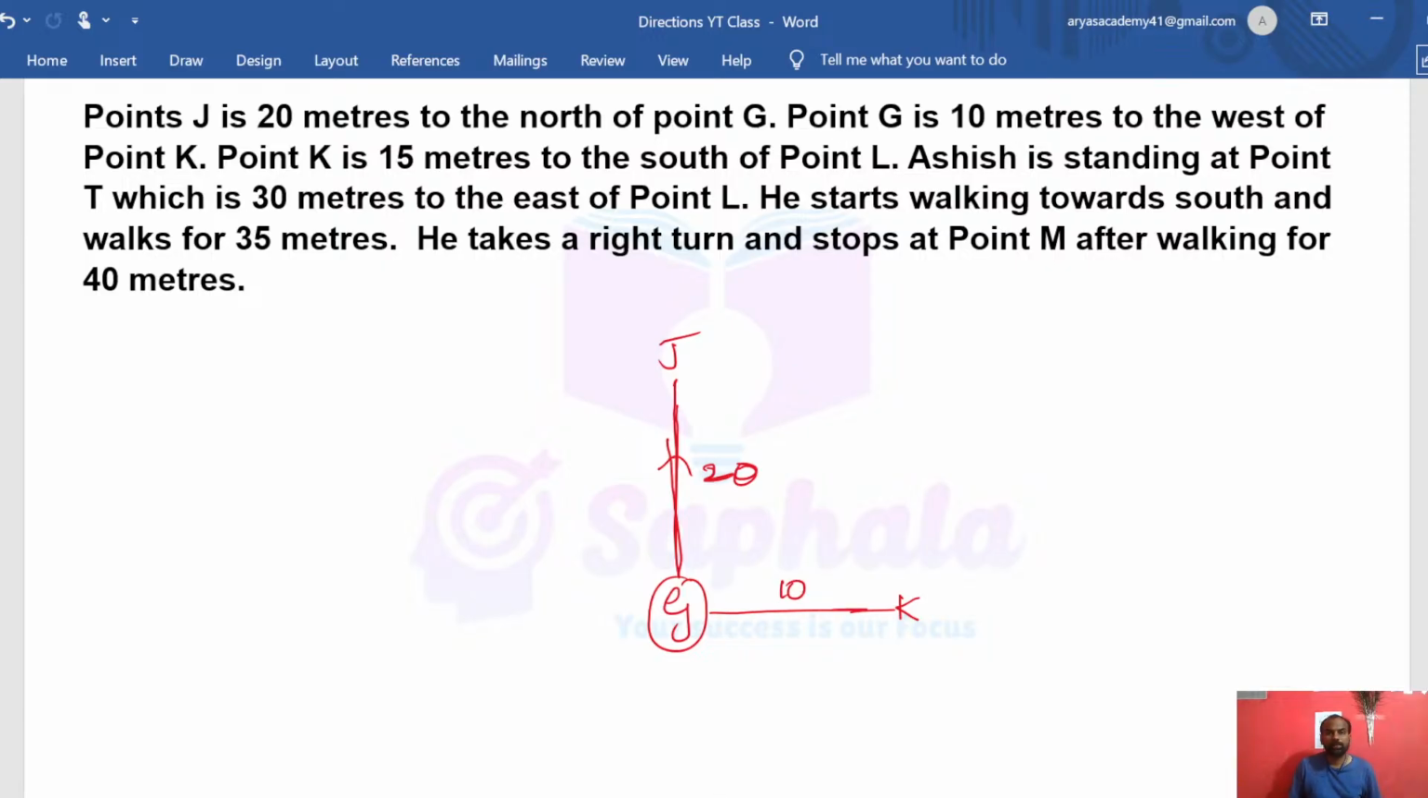Point K is 15 meters south of point L. So this is 20, but I need only 15. So L will be somewhere here. Because I need only 15, no? So I have shortened the line. So point L ಇಂದ southಗೆ 15 meters direction ಅಲ್ಲಿ K ಇದೆ ಅಂತ.